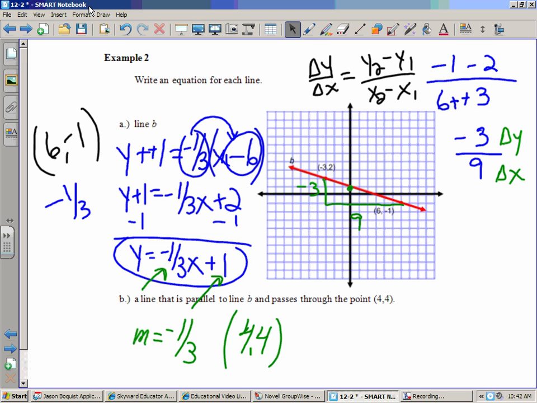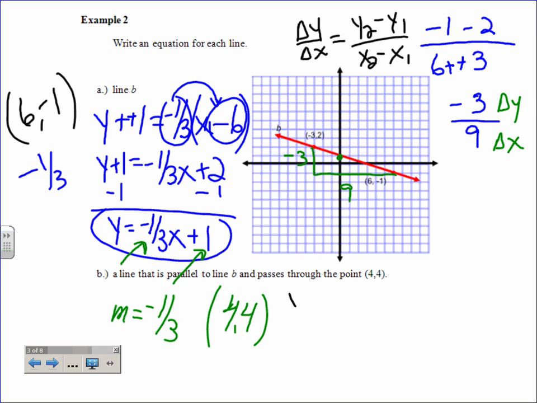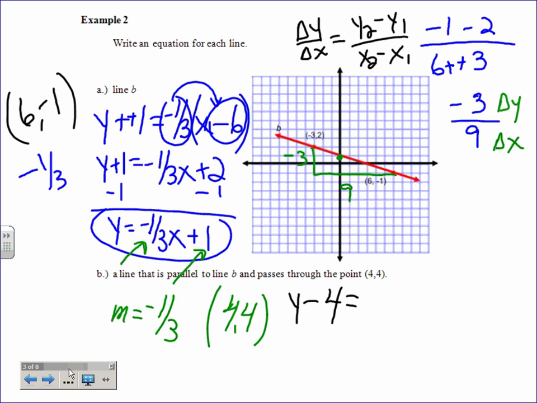Let's take a look and see how you did. Well, technically, a little bit harder, but you can do it. So you would do y minus whatever the y value is, and anything up here that's a y value, well, that's 4 equals, well, parallel means same slope, so negative 1/3 x minus whatever the x value is, which is 4.